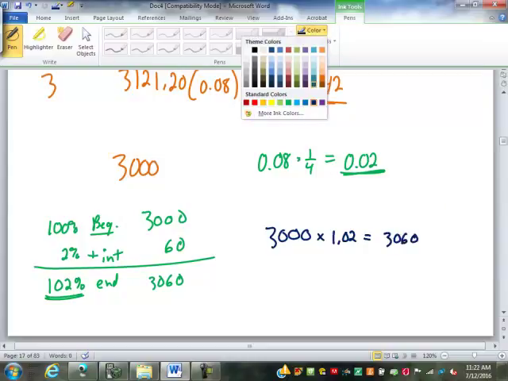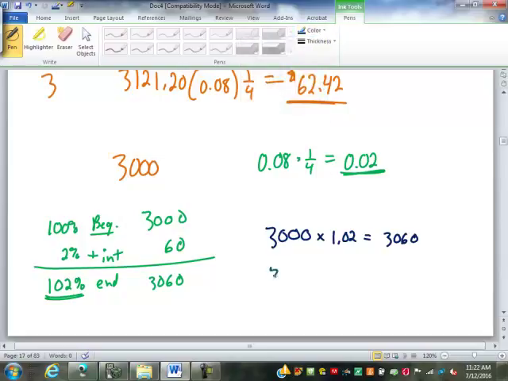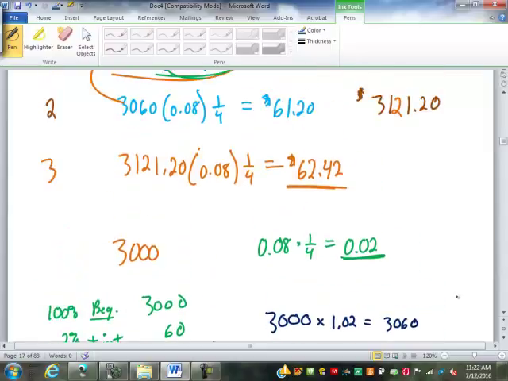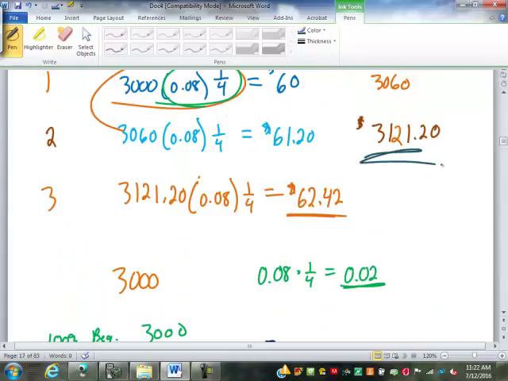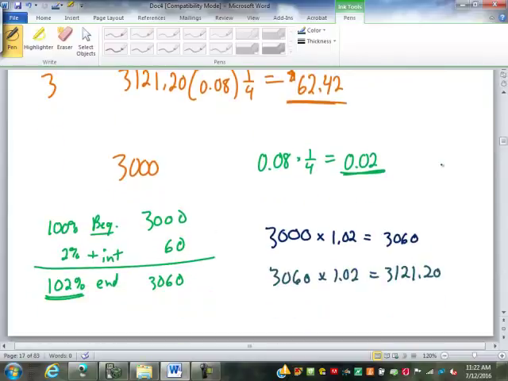Well, let's see if that works for the second month. I take my 3,060 times 1.02. I get $3,121.20. Was that my balance at the end of the second month? Yes, it was. So each month, instead of going through all this and having to add the interest on, I can just multiply by 1.02 or 102%.